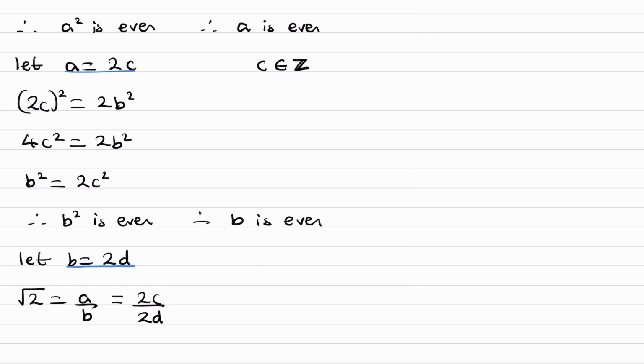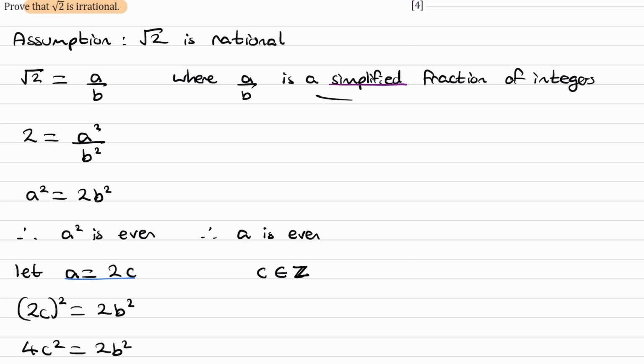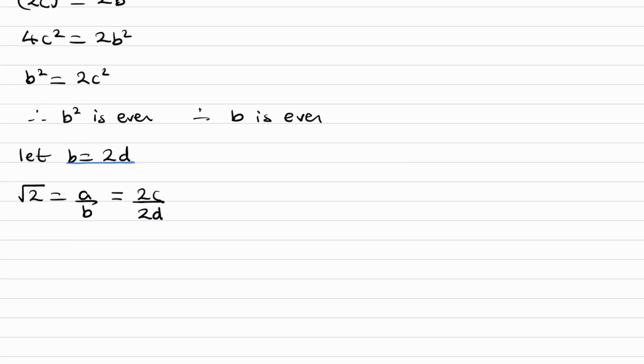a and b are both multiples of 2. They are therefore not a simplified fraction of integers. a over b is not a simplified fraction of integers. They're both multiples of 2. The 2's can then just cancel out. A rational number, like let's say we have something like 0.333, etc., so 0.3 recurring. Although it's an infinitely long number, it can be expressed as a simplified fraction of integers.